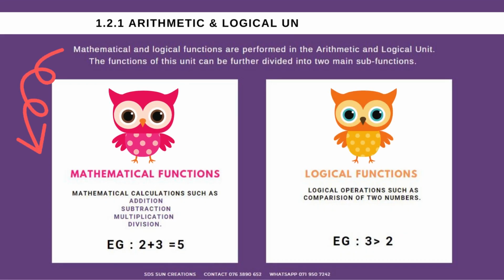1.2.1 Arithmetic and logical unit (ALU). Mathematical and logical functions are performed in the arithmetic and logical unit. The functions of this unit can be further divided into two main sub-functions: mathematical functions and logical functions. Mathematical calculations such as addition, subtraction, multiplication, division. Example: 2 plus 3 is equal to 5. Logical functions, logical operations such as comparison of two numbers. Example: 3 is greater than 2.